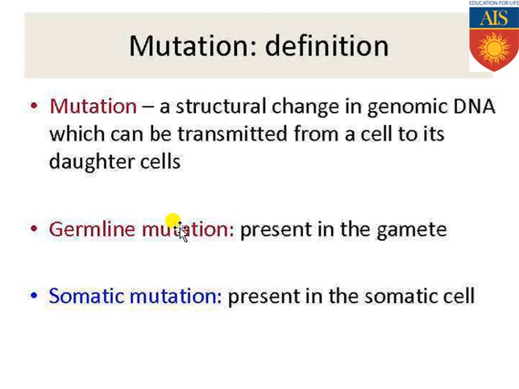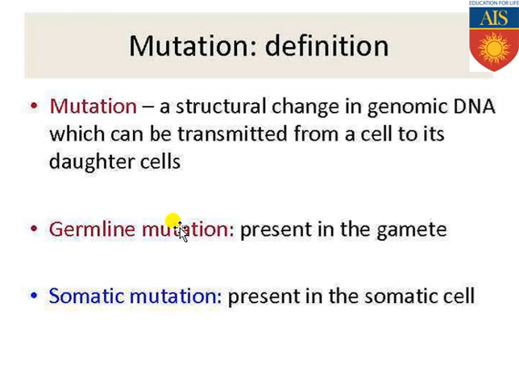Now for the types of mutation based on transmission: if the mutation has occurred in the germline cells, that means in the sperm and ovum, then obviously the mutation created in the germline cells will be transmitted to the next generation. But when the mutation takes place within somatic cells, the variations or changes that occur due to the mutation will not be transmitted to the next generation, because somatic cells do not participate in reproduction.